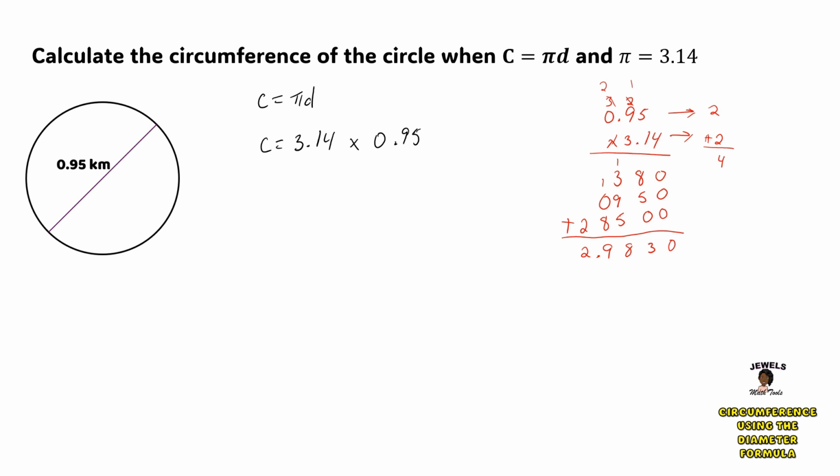So the circumference of our circle is equal to 2.9830, and that is kilometers.